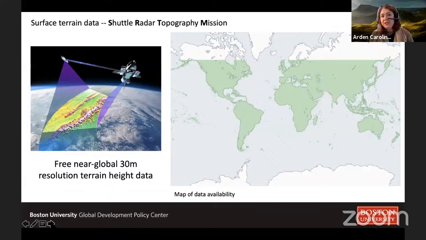So SRTM stands for the Shuttle Radar Topography Mission. This was a shuttle mission back in the 2000s with basically the goal of creating a near global digital elevation model of the world. This is at a 30-meter spatial resolution, giving information about the height of the terrain. And on the right, we can see a map of where there's data freely accessible for download off the USGS Earth Explorer website.